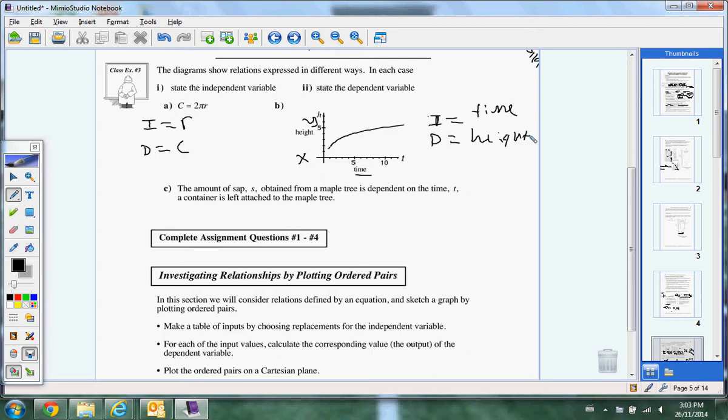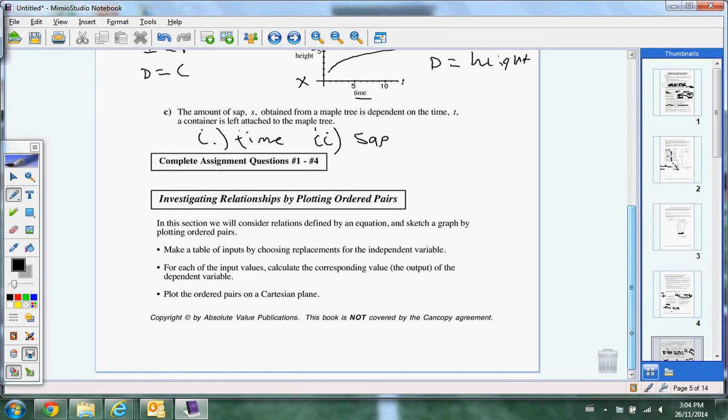So, it's saying, right. Yeah. So, your independent, you said, is what? Time. And then sap, right? Okay, that's correct. Time is independent. A lot of times, time will be independent. Okay? Your height can't determine the time. Stuff like that. It's kind of weird. Okay. Are we still okay?